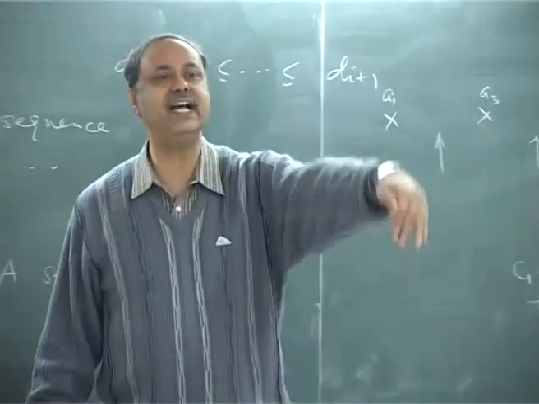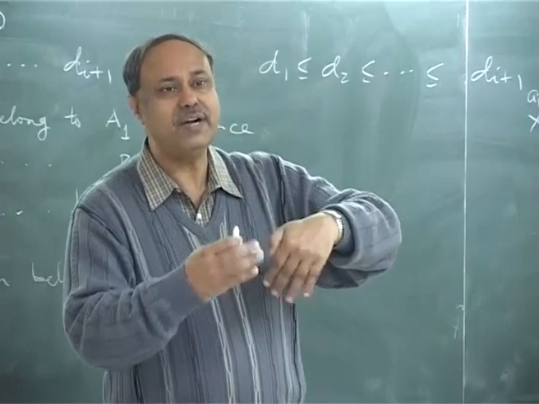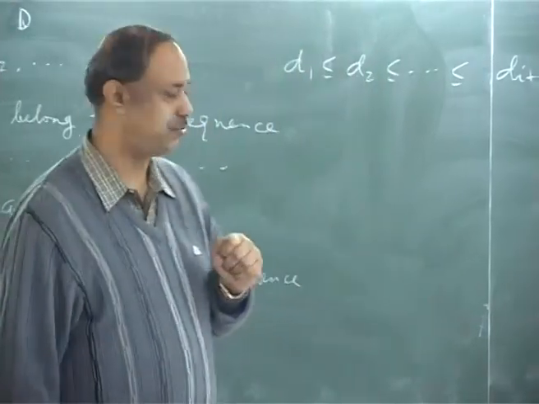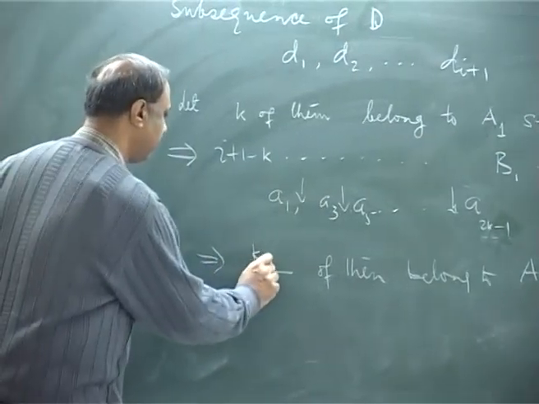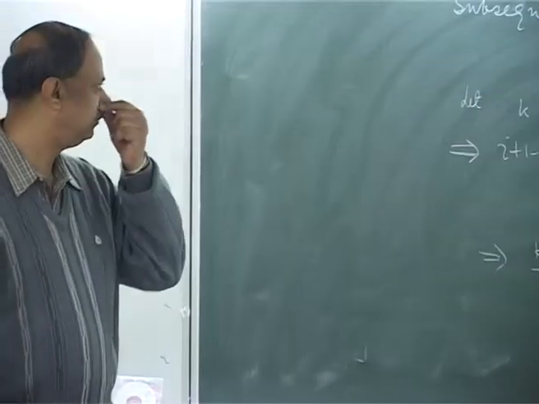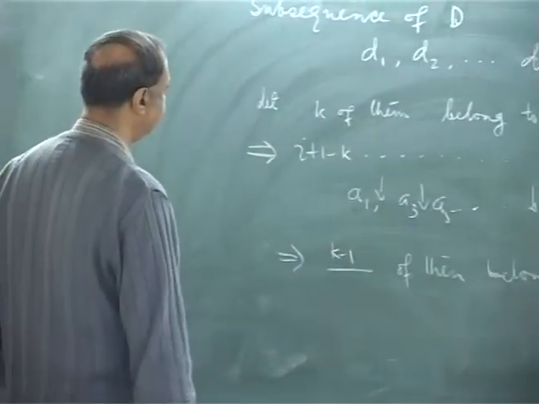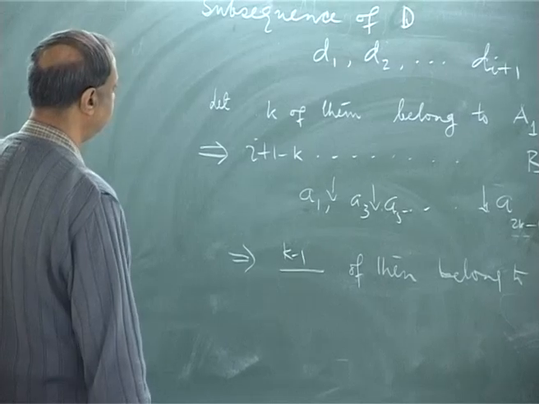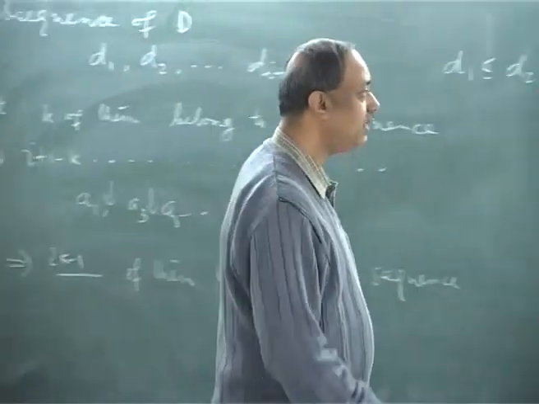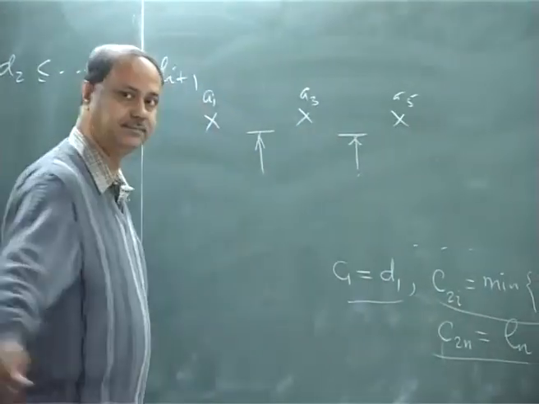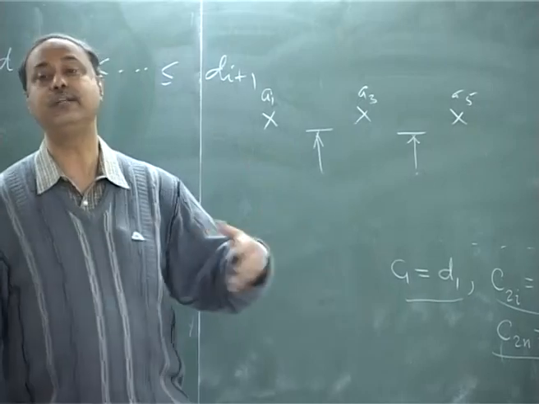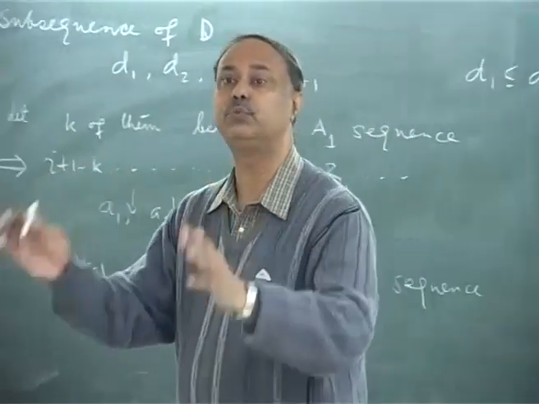I am taking that I have odd index elements, and between the odd index elements, how many even index elements are there? K minus 1. Right? So I can write it is k minus 1. Agree? So what is that? 2k minus 1? Because k minus 1 even index elements, k elements are odd index elements, so total 2k minus 1 elements belonging to A sequence.